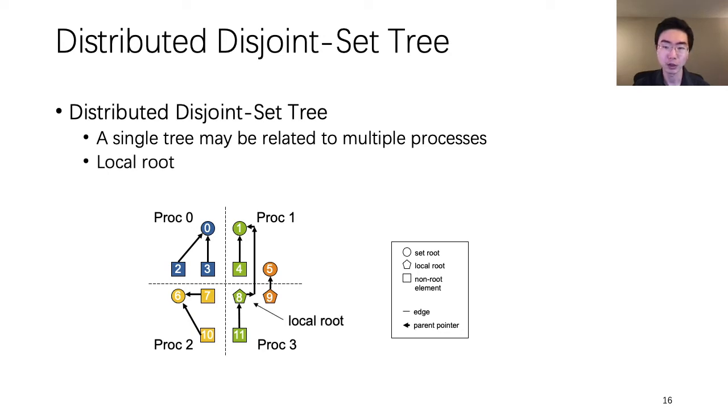In the tree, a local root indicates the root of a subtree located in a process. For example, in the figure, element 8 is the local root of the subtree formed by elements 8 and 11.